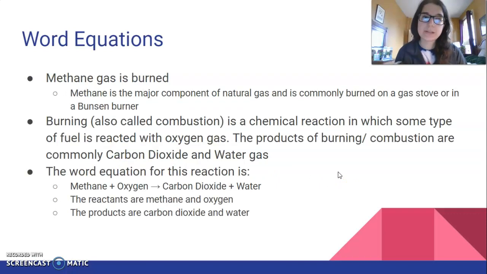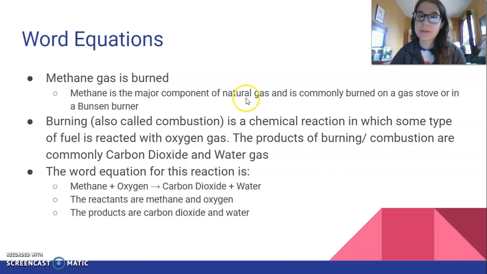Another word equation we can use is when methane gas is burned. Methane is a major component of natural gas. Things like your Bunsen burner or your kitchen stove at home use methane to make that flame. Burning, usually called combustion in chemistry, is a chemical reaction where some sort of fuel reacts with oxygen gas, O2, which is in the atmosphere. We breathe oxygen and things like that. The products of combustion are commonly carbon dioxide and water gas. Sometimes you have other products, but you're definitely guaranteed to have carbon dioxide and water gas.